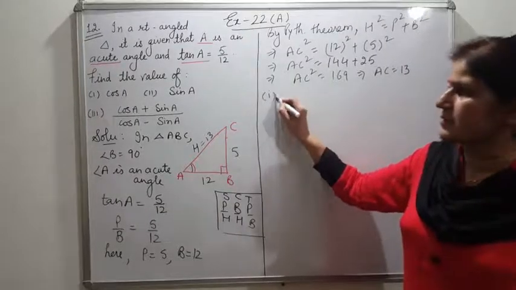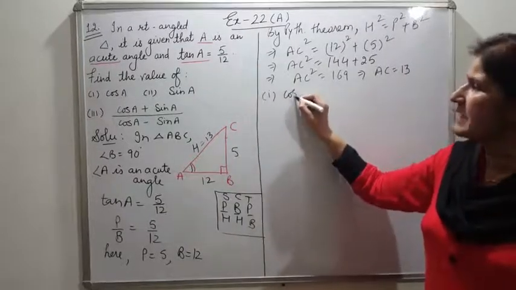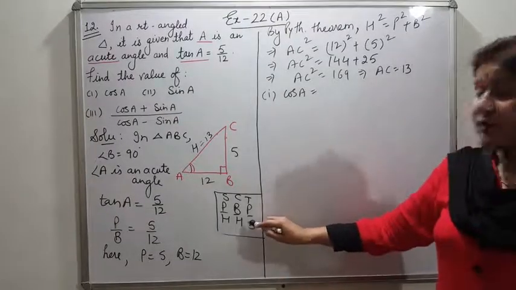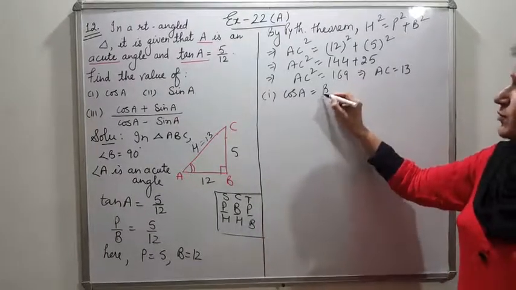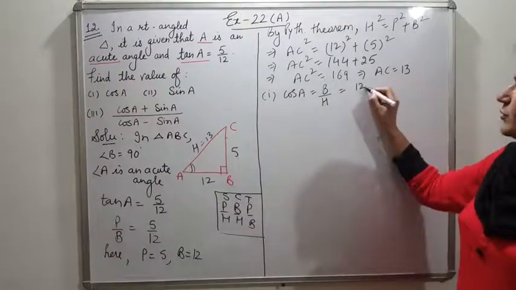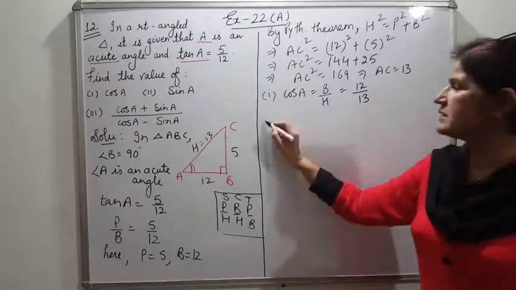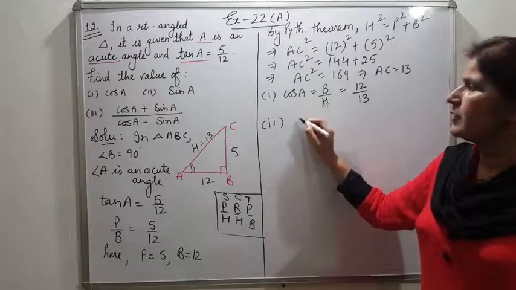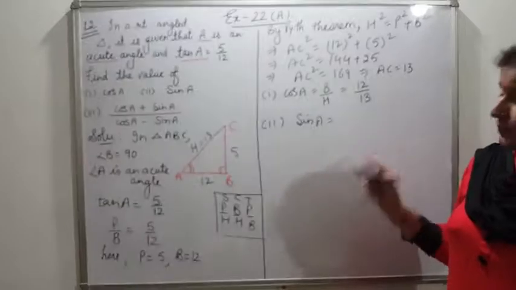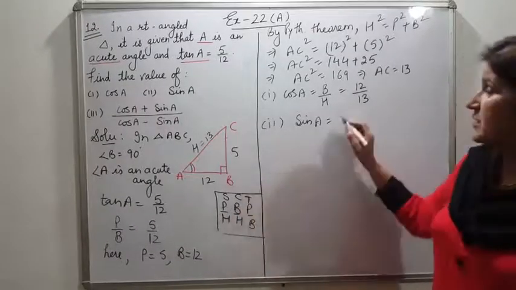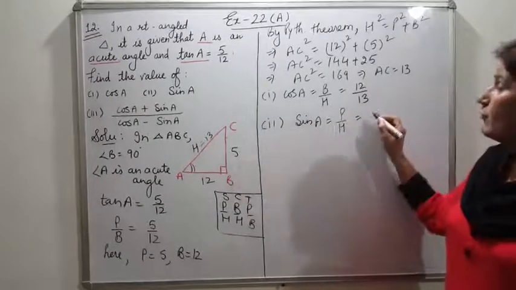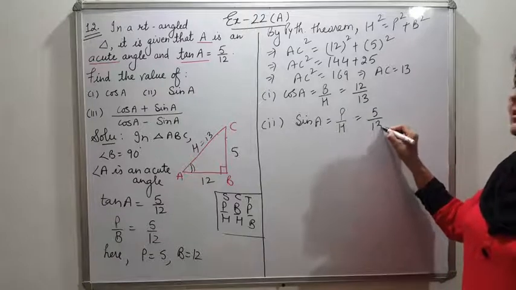So now first part, you have to find the value of cos A. Which two sides' ratio will we take here? Cos A is B/H. So base upon hypotenuse. What is base? 12. Hypotenuse is 13. Now second part, you have to find the value of sin A. What is sin A? P/H means perpendicular over hypotenuse. What is perpendicular? 5. Hypotenuse remains the same.